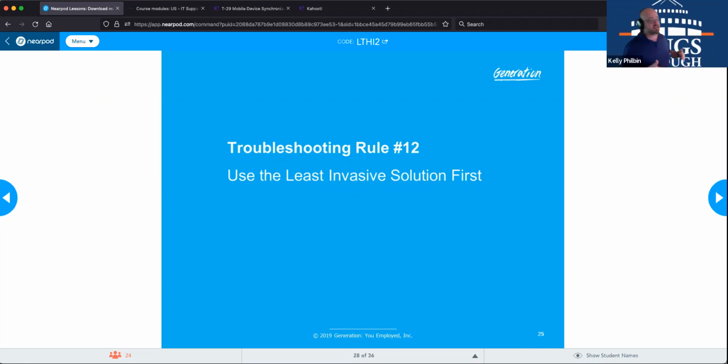Use the least invasive method first. If there are multiple ways we can solve this problem, let's not pull a screwdriver out and try to rip all the hard drives out of the system first. Let's see if there's another way we can do this without opening the case or destroying what's already there. So least invasive method first. If you're a hardware person and you love getting in there and working on the hardware, you're going to want to jump to that step because it's what you love doing. But we've got to try the least invasive methods first.